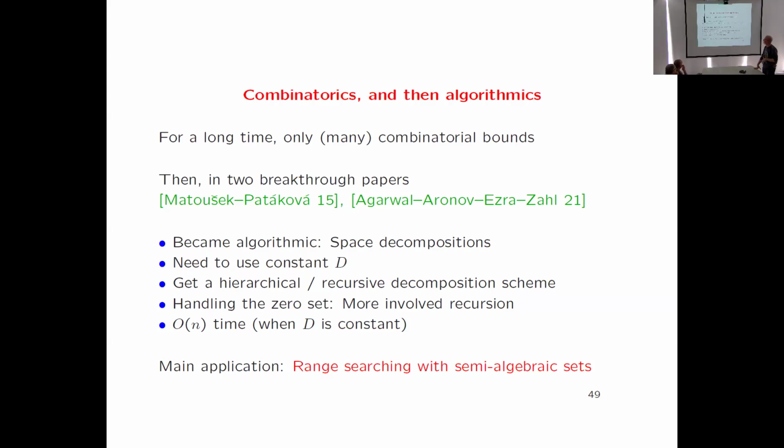So it became algorithmic. One had to use constant d because otherwise it would be too expensive. So one would not get a single partition, but a hierarchy of partitions. Handling the zero set is the main issue in these 2 papers, but everything works. And the main algorithmic application, once this was obtained, was range searching in semi-algebraic sets.